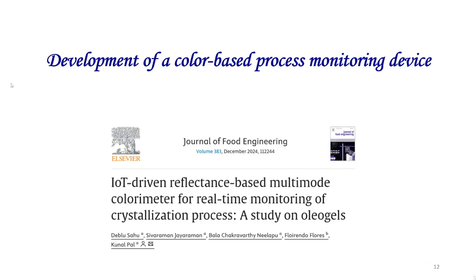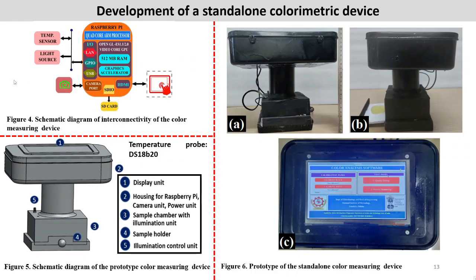So, development of a color-based process monitoring system. The development of the device has been accepted and published in the Journal of Food Engineering, which is one of the peer-reviewed journals from Elsevier and has an impact factor of more than 5. Initially, we developed a standalone colorimetric device.